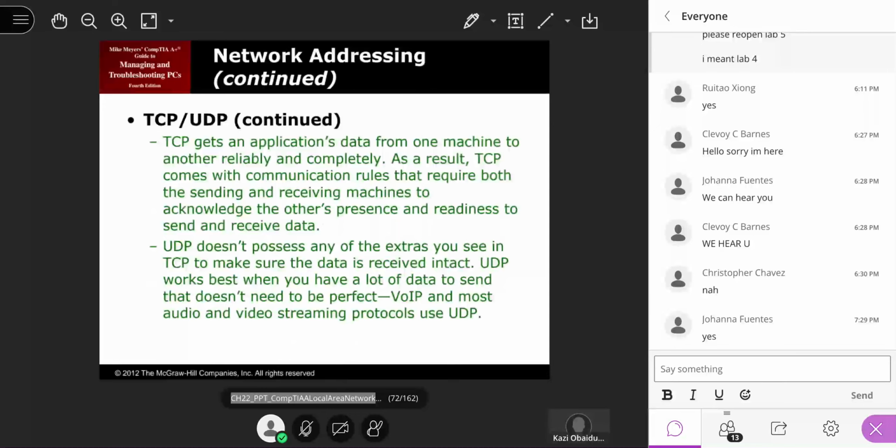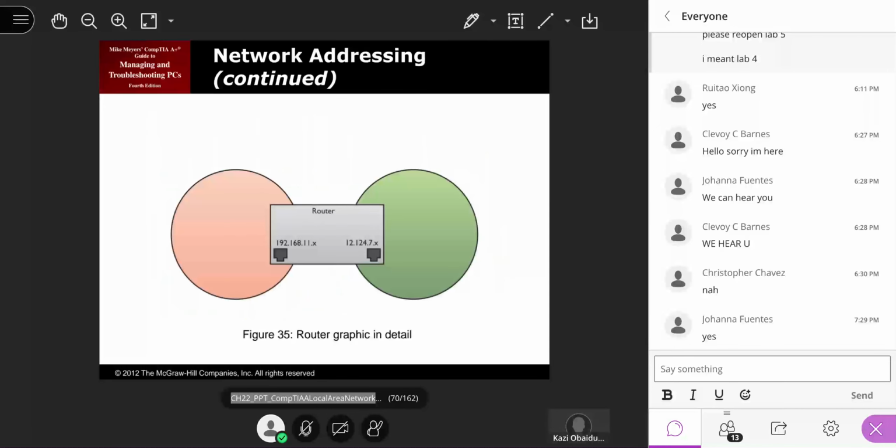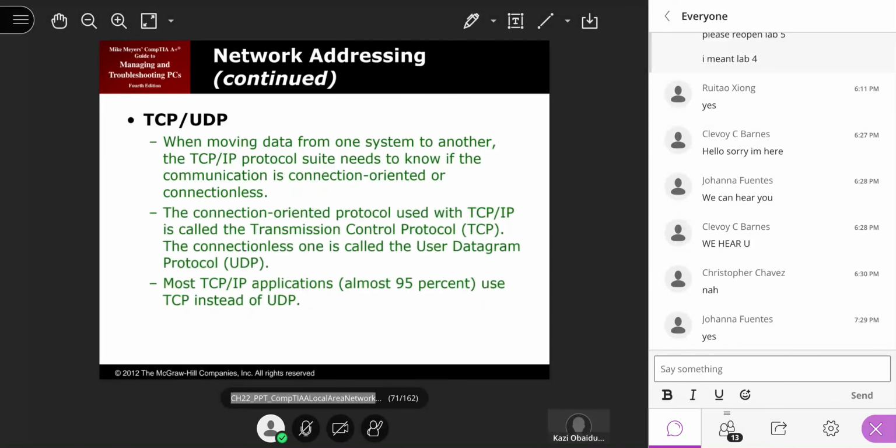Okay, I'm not going further. TCP and UDP, the datagram protocol. I discussed this thing in that chapter. Anyway, their job is similar. TCP is the transmission control protocol, UDP is the user datagram protocol. The job is similar.